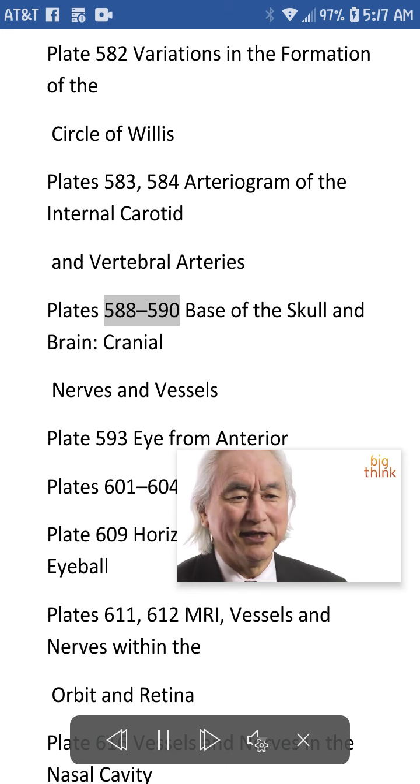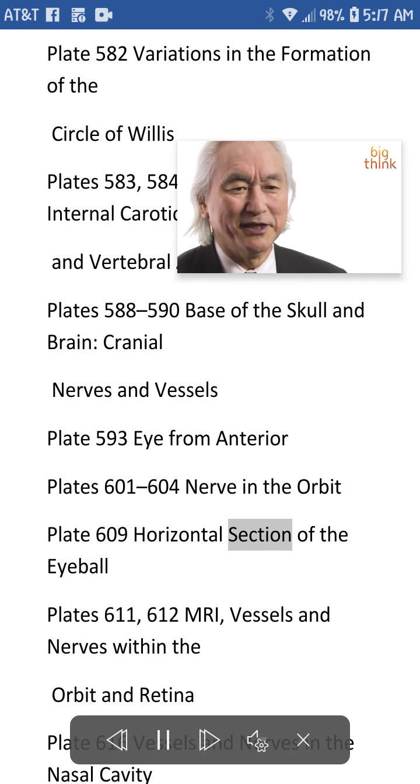Plates 588 to 590 base of the skull and brain, cranial nerves and vessels. Plate 593 eye from anterior. Plates 601 to 604 nerve in the orbit. Plate 609 horizontal section of the eyeball. Plates 611, 612 MRI, vessels and nerves within the orbit and retina.